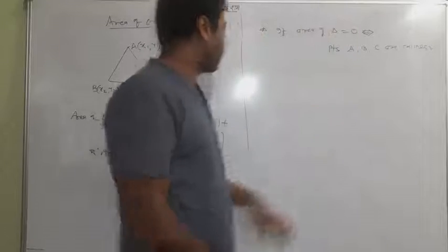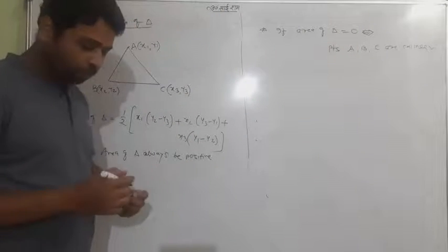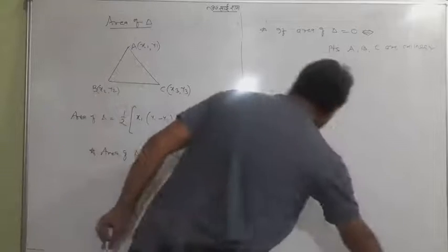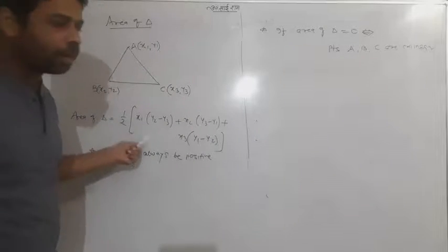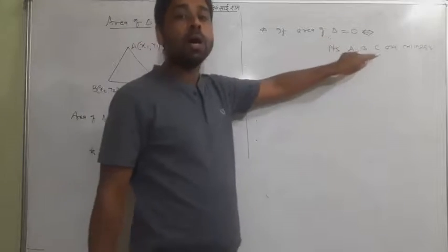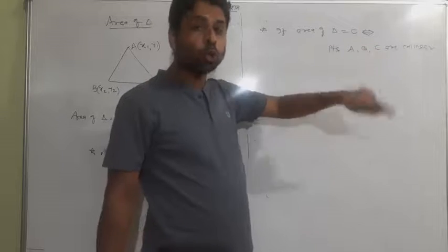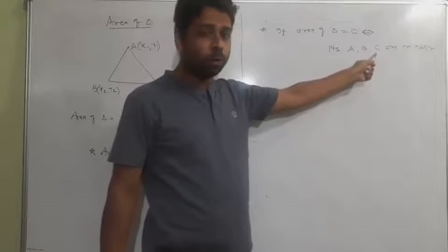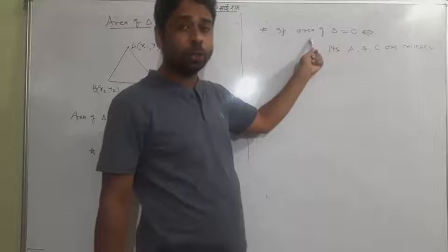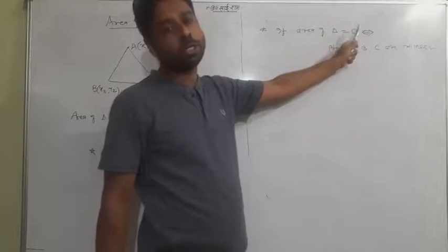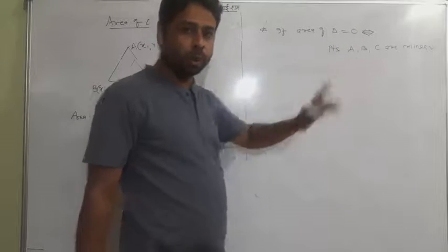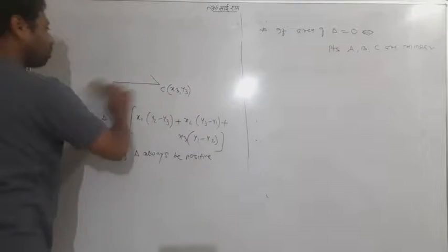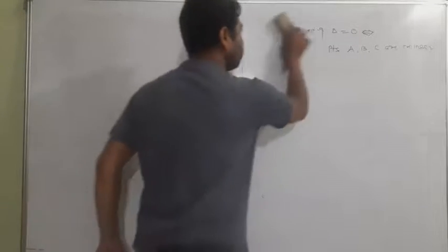So this is very simple, and there are only two concepts we have to follow in this exercise. This is the formula for the area of a triangle, and whenever you are told to show that A, B, C are collinear, you will find the area of the triangle and show that it is equal to 0. It means A, B, C are collinear. Okay, now let me take one question from the book.